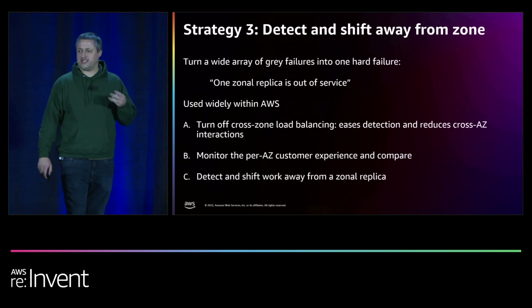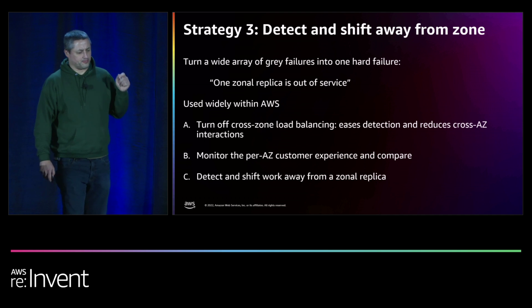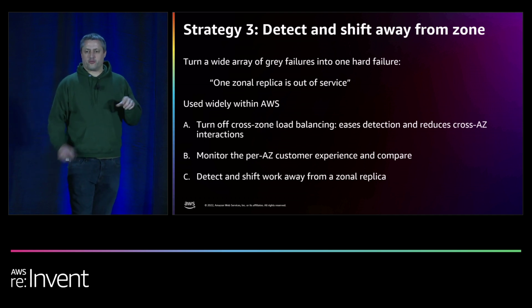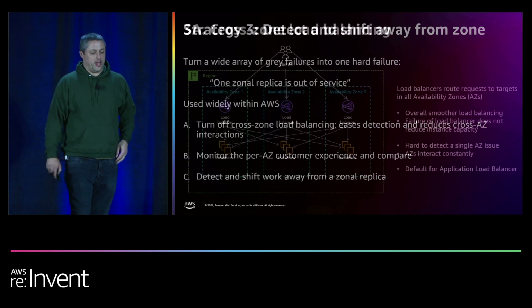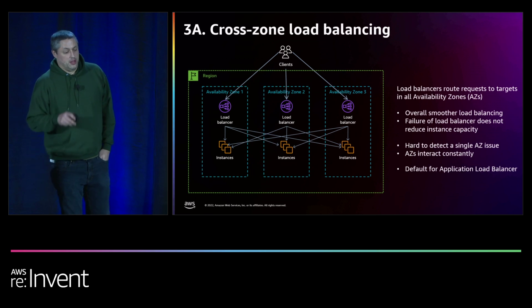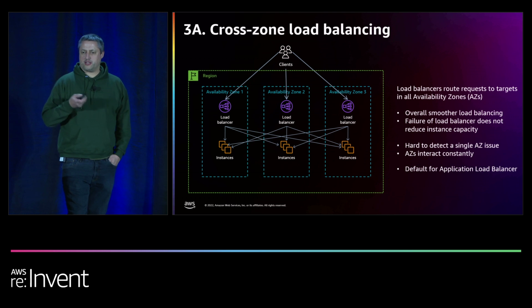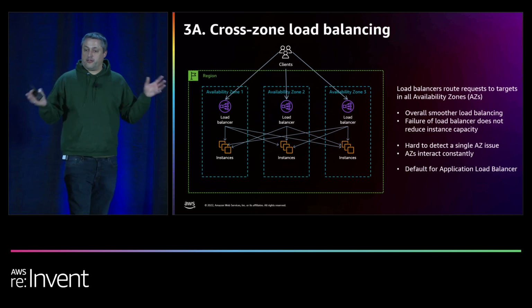So I have 3 steps for how to do this. The first one is to turn off cross-zone load balancing. The idea here is really to establish our zonal replicas, so keep them apart and don't exchange data between them. If we look at this picture here, this is the standard with application load balancer, the default out of the box. You can see here that the clients do a DNS lookup and they hit a load balancer in one availability zone. But the load balancer is then entitled to send the traffic to a host in any AZ.